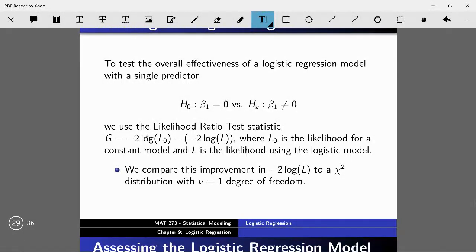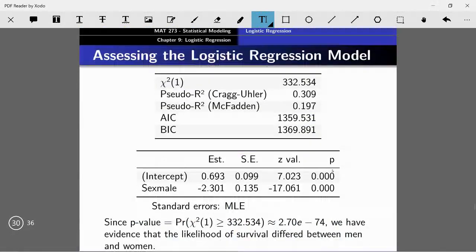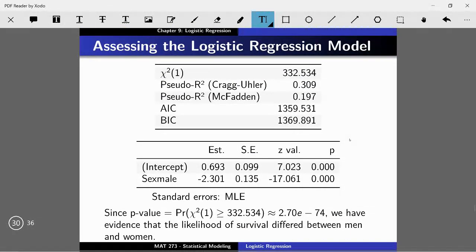Then we compare this difference in the deviances to a chi-squared distribution with 1 degree of freedom. They call this symbol nu. And from that we can get a p-value. Software will do that for us, and here, for example, the software gives it to us as this chi-squared 1.